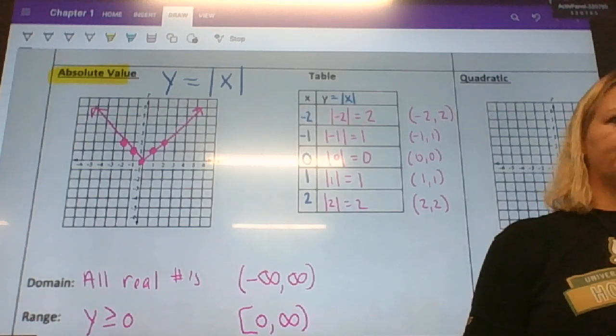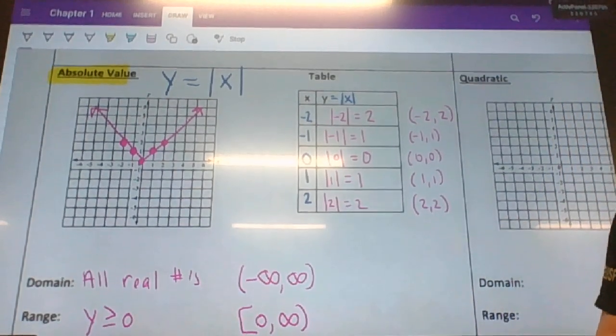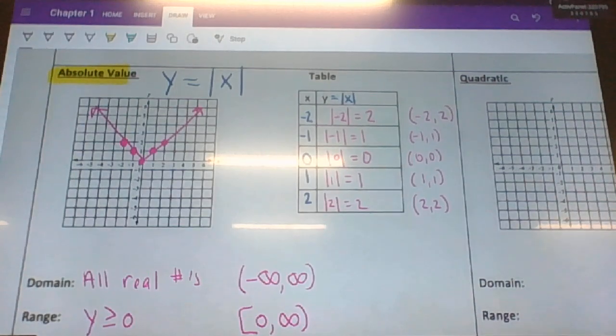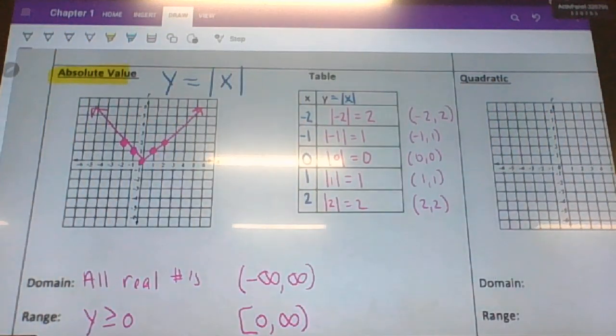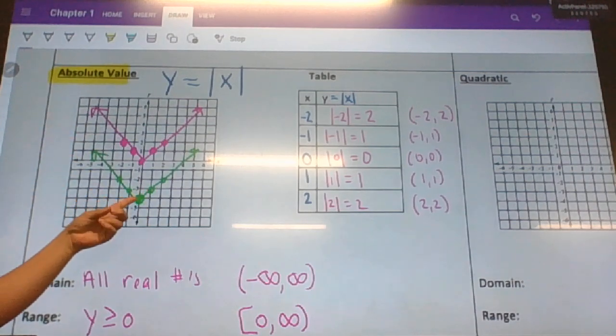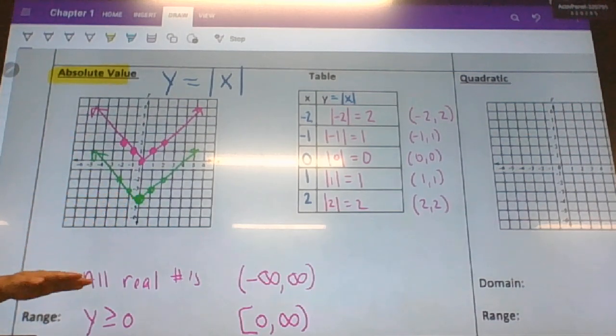Now, let me see if I can challenge somebody in the room. Let's say right now I perform a vertical translation and I shift this thing down 4, right? It looks like that. Would this shift up and down affect the domain or the range? You call it out, just guess. It's going to affect the range only.